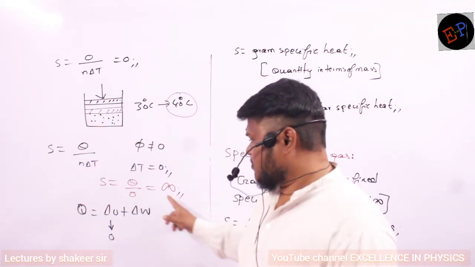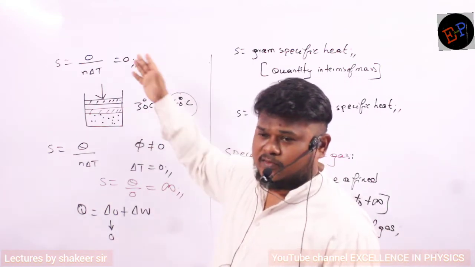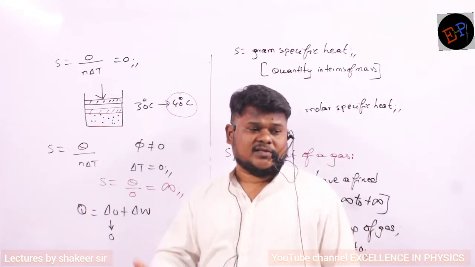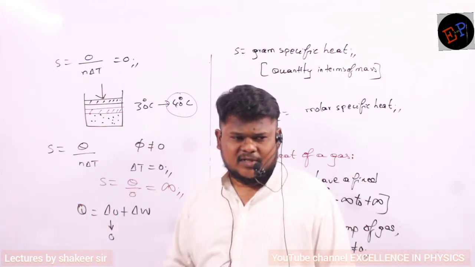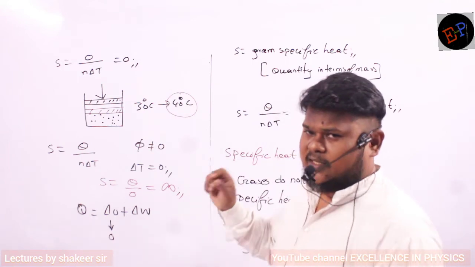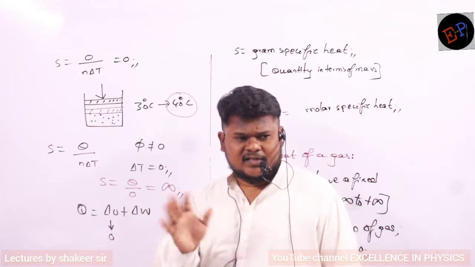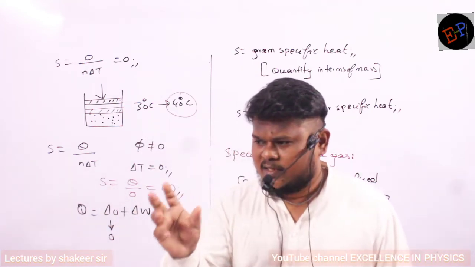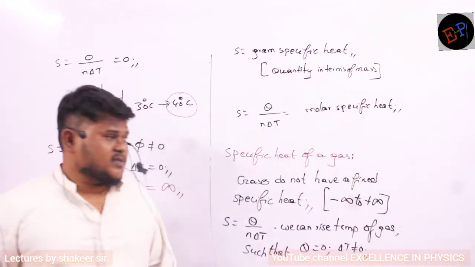Now in this condition, specific heat is infinite. So I can heat a gas such that specific heat is 0. I can heat a gas such that the specific heat is infinite. Similarly, I can heat a gas such that specific heat is minus infinite also, and those conditions we are not discussing. So by doing all this, what I understand is that a gas can be heated such that it can have any specific heat. It doesn't have a fixed specific heat. Only solids and liquids have a fixed specific heat. Gases do not have a fixed specific heat.